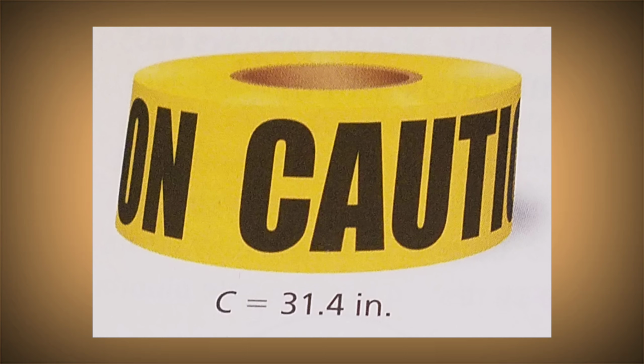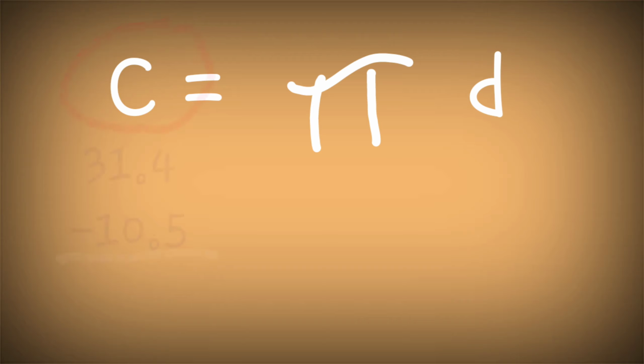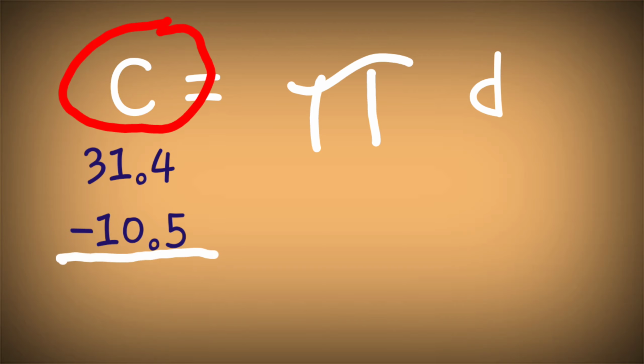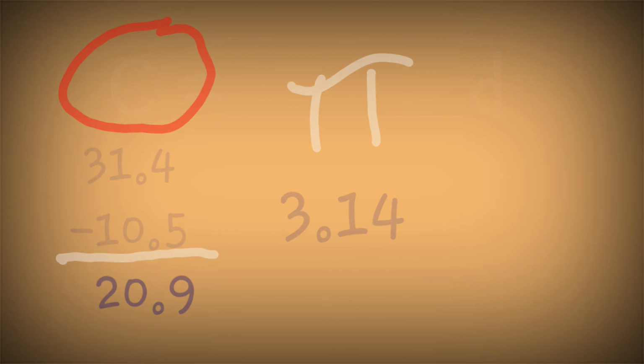We know that means that once that construction worker has used some of the tape, the diameter will have gotten smaller, and they say it's gotten smaller by 10.5 inches. So how do we estimate the actual answer? If we use our circumference formula, we know that the circumference is 31.4, and we have to subtract the 10.5, so we get 20.9. We also can replace pi with 3.14, giving us 20.9 equals 3.14 times diameter.